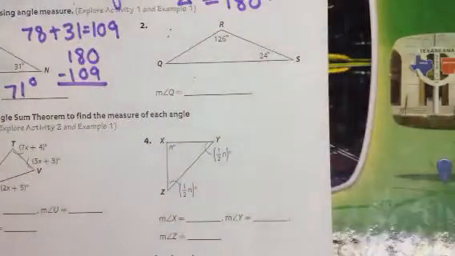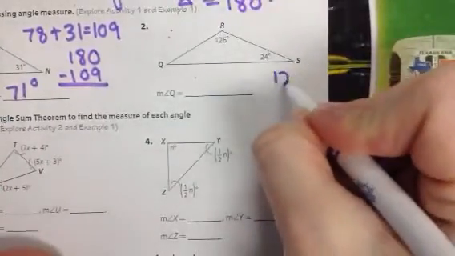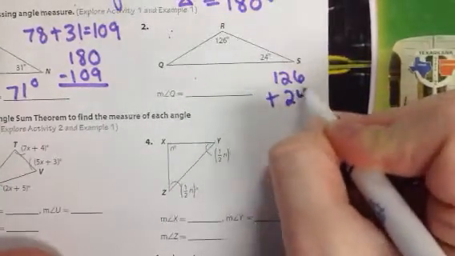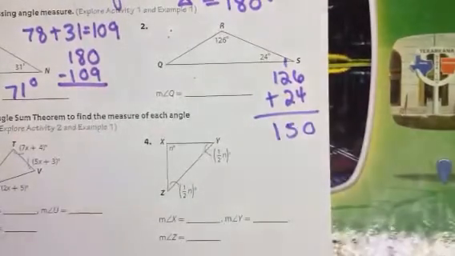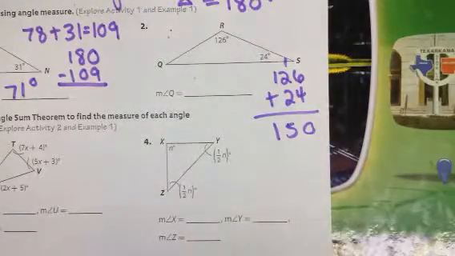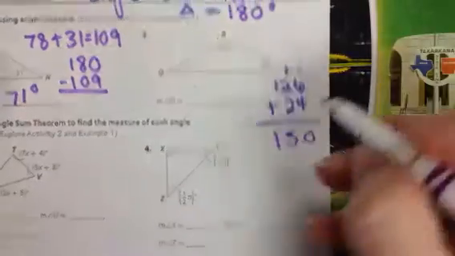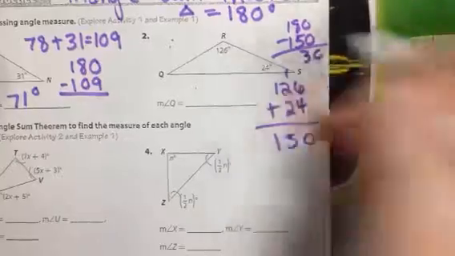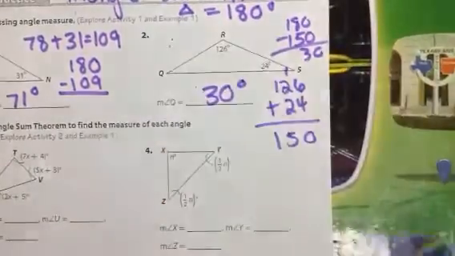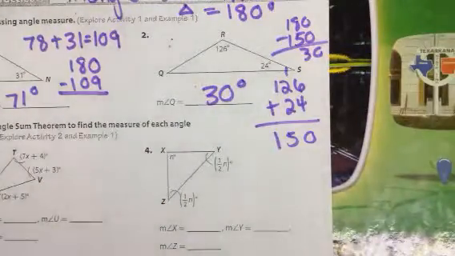On number 2, I'm going to do 126 plus 24 so I can see how much I have right now. I have 150. So if I take 180 minus how much I can see, that's going to show me the angle Q is 30 degrees.